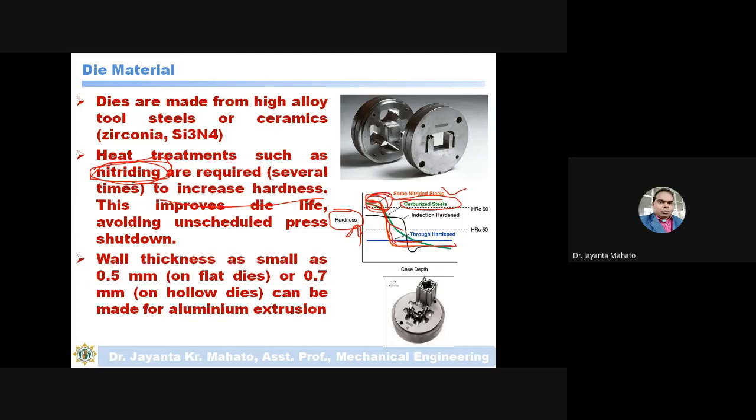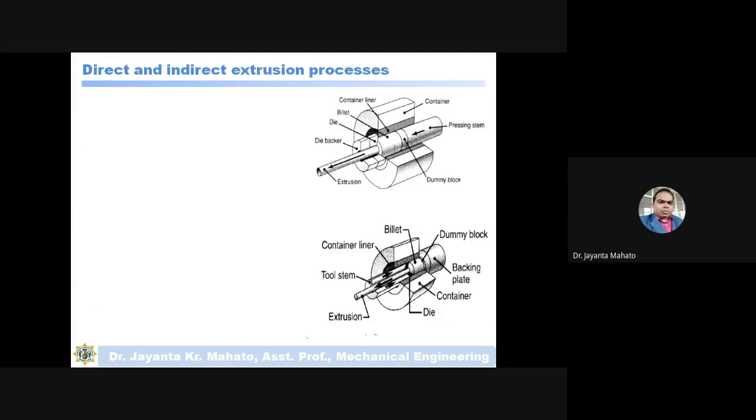And wall thickness as small as possible, as small as 0.5 millimeter for flat dies, and 0.7 millimeter for hollow dies, can be made in aluminum extrusion. For aluminum extrusion, the wall thickness should be as small as possible, and for a flat die it should be 0.5, and for a hollow die it should be 0.7 for the aluminum extrusion process.